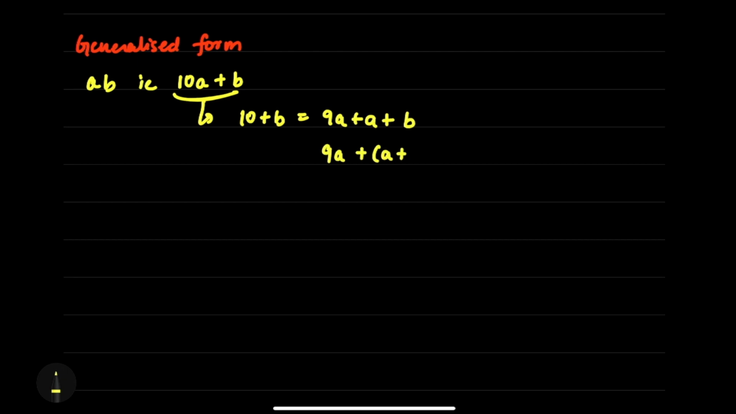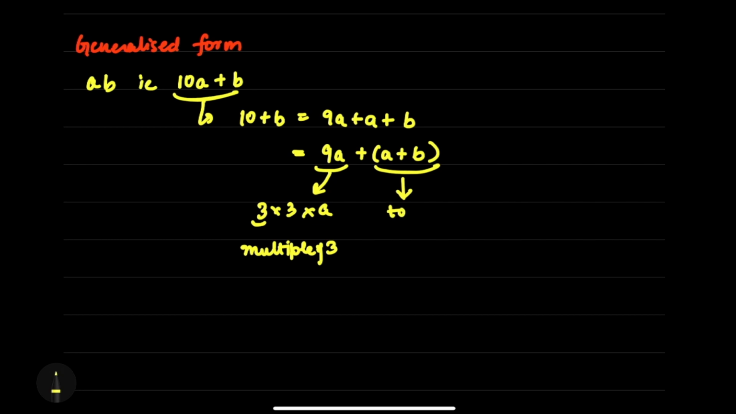9A plus A plus B now should be divisible. How should we make this possible that it is divisible? So we know that 9A is 3 into 3 into A. So as we have 3 as a factor, this is a multiple of 3. For A plus B to be a multiple of 3, we need A plus B to be divisible by 3.